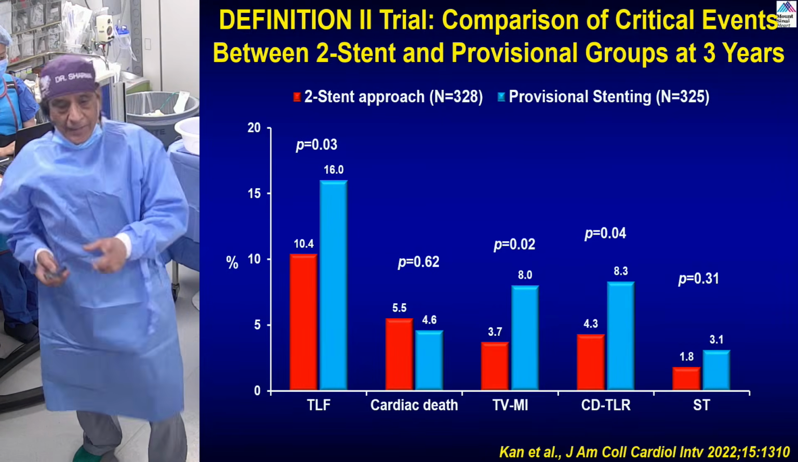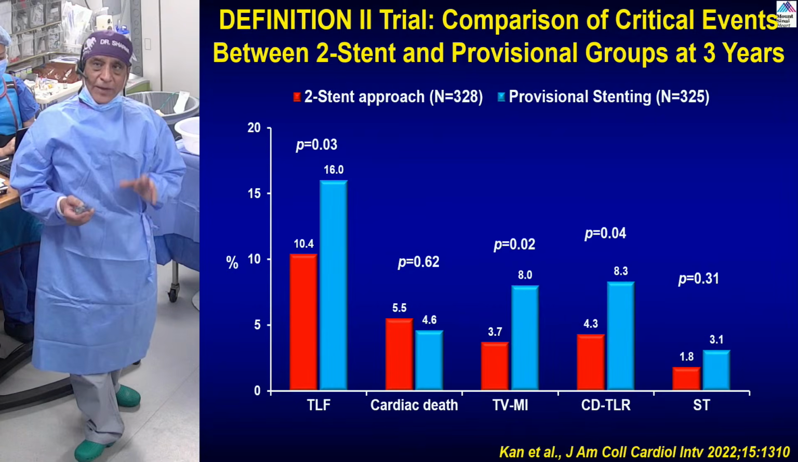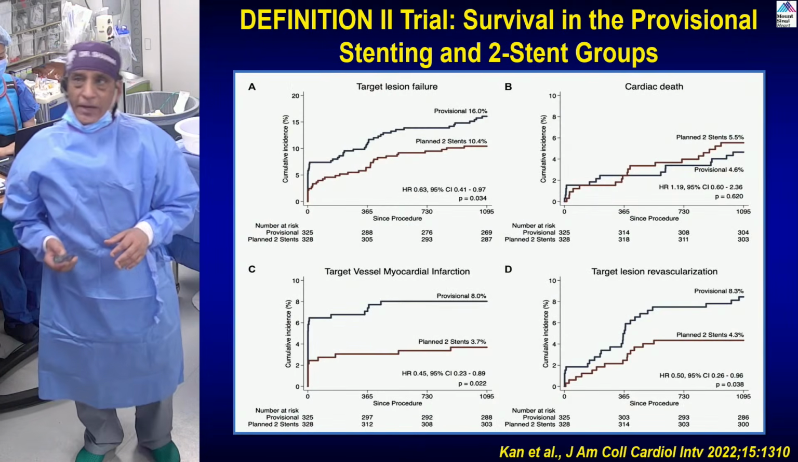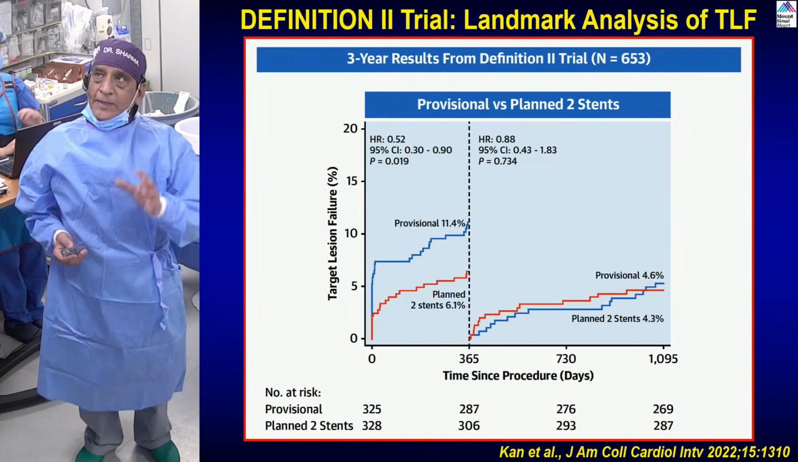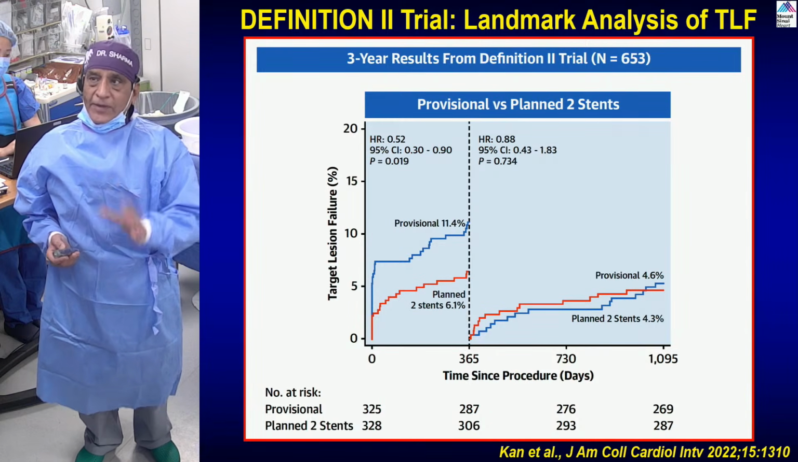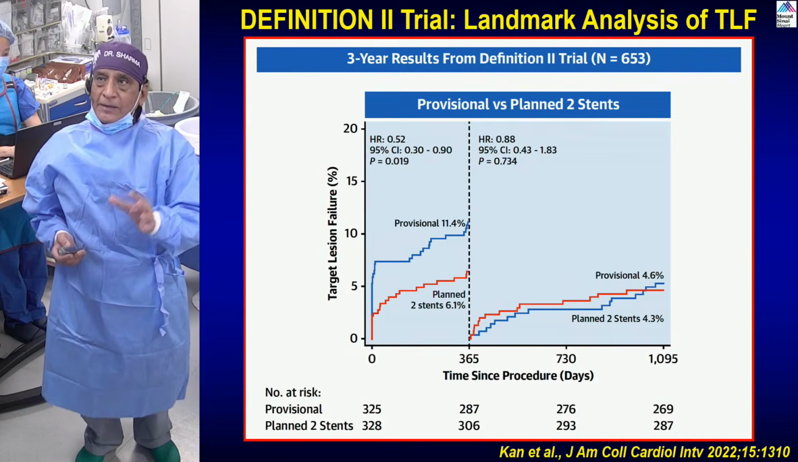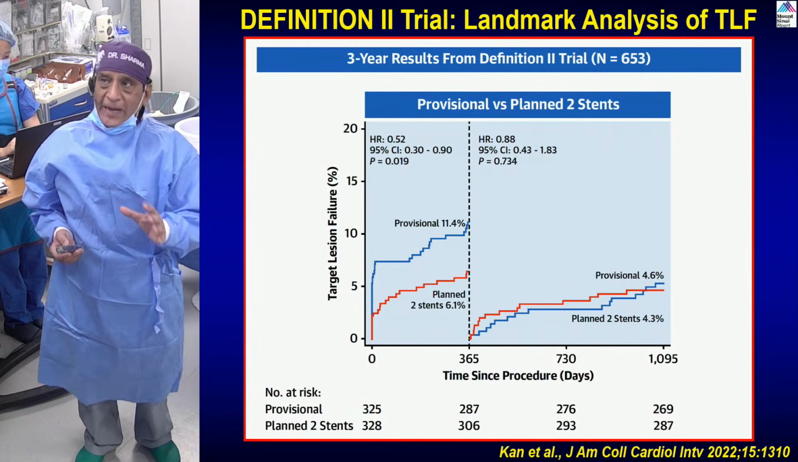Now you say, well, why was the benefit at 3 years? Was it at 1 year or did it continue to accrue? Very nice, individual endpoints are shown here, but more important is the landmark analysis. Look at the 1 year. 1 year 6.1 versus 11.4. What happened after 1 year?